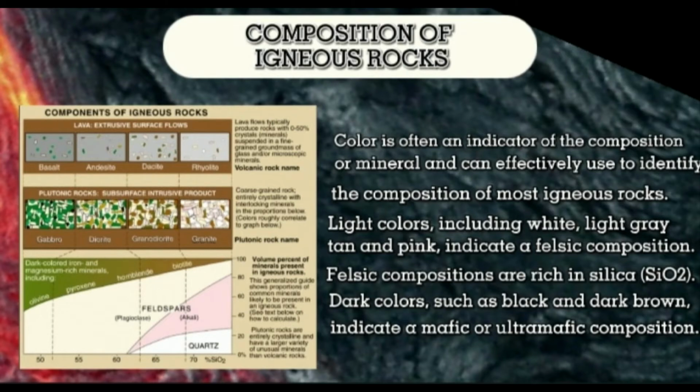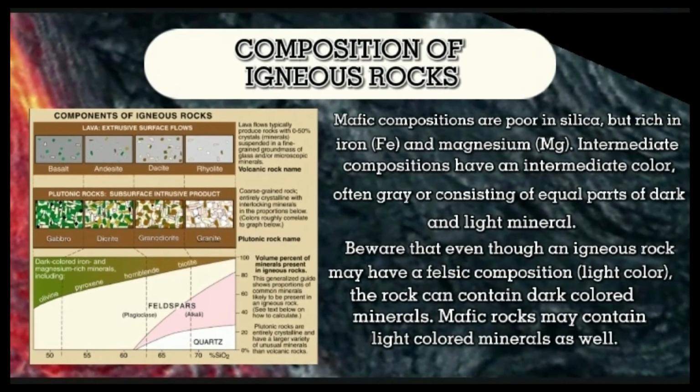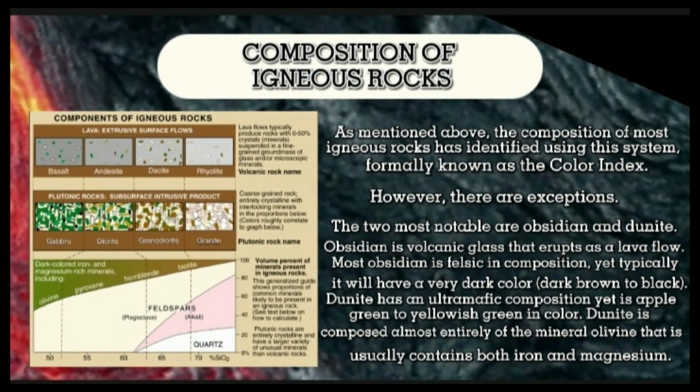Dark colors, such as black and dark brown, indicate a mafic or ultramafic composition. Mafic compositions are poor in silica, but rich in iron and magnesium. Intermediate compositions have an intermediate color, often gray, or consisting of equal parts of dark and light minerals. Beware that even though an igneous rock may have a felsic composition, the rock can contain dark-colored minerals. Mafic rock may contain light-colored minerals as well. As mentioned above, the composition of most igneous rocks is identified using this system, formerly known as the color index.